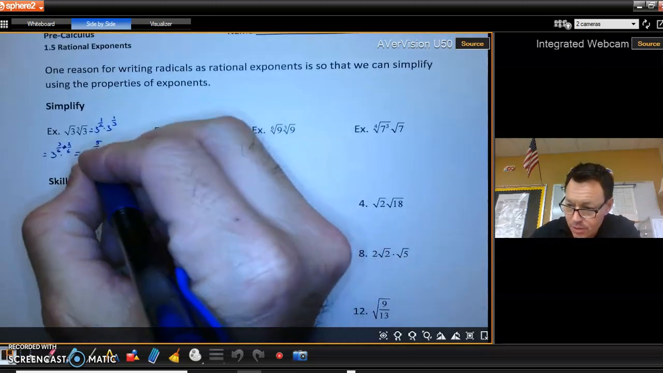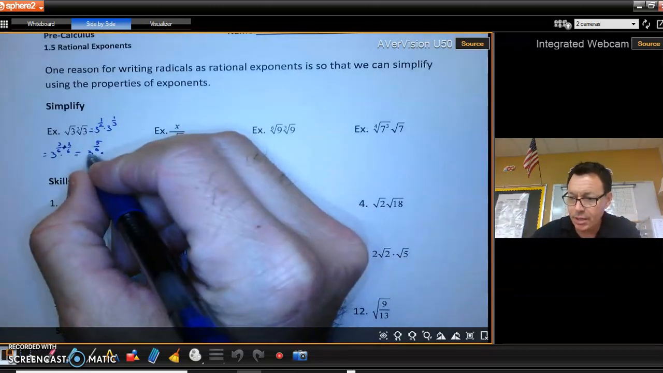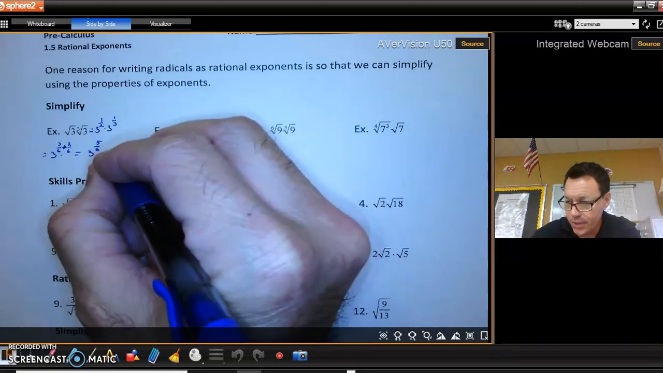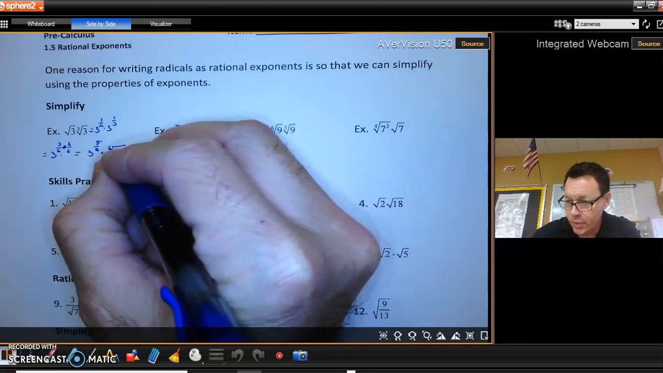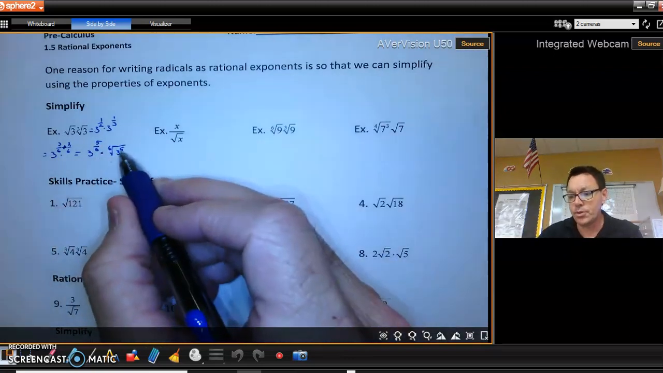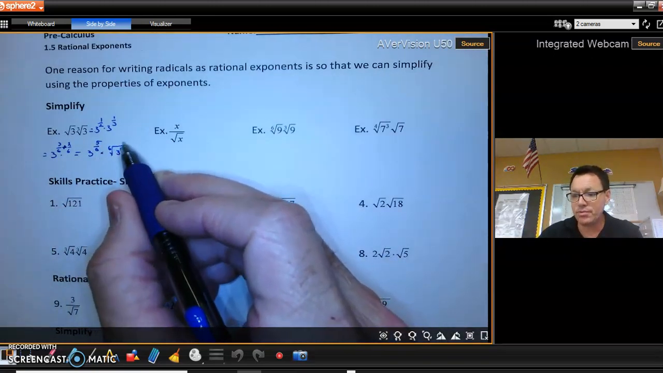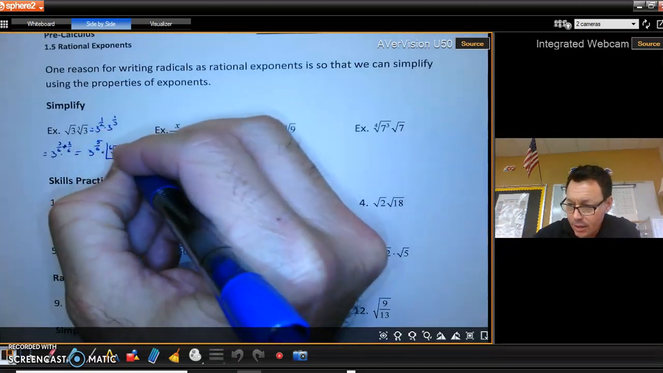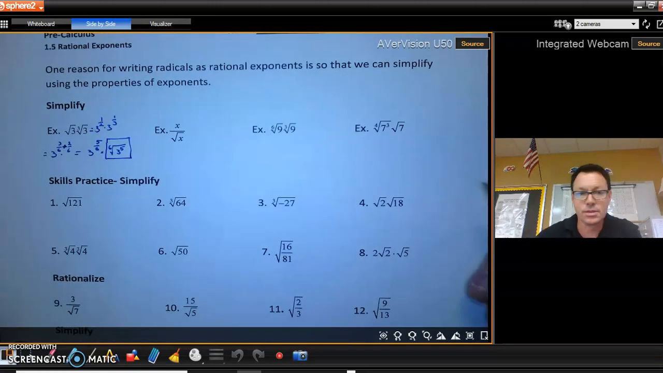And I could rewrite this as a radical. So again, it'd be 3 to the 5th, and then it'd be the 6th root of that. So the 6th root of 3 to the 5th. You can put the 3 to the 5th inside the radical, or you could put the 5 on the outside of the radical. Doesn't matter, they're the same thing. But that's why this rational exponent thing is kind of helpful to us.